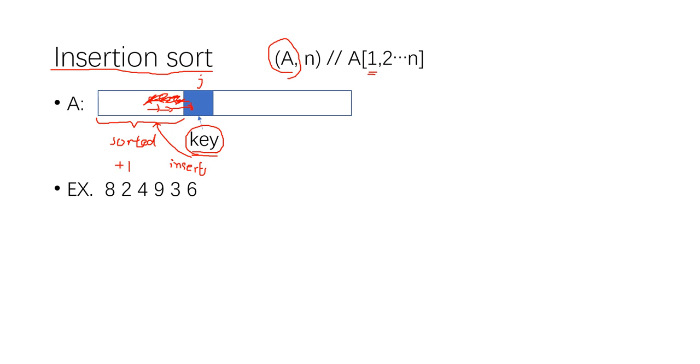So for example, we have 6 numbers: 8, 2, 4, 9, 3, 6. Then what would insertion sorting be like? At the very beginning, we start from the number 2. The first number, we think right now, is already sorted. This is the sorted part. So we take A2, that is number 2. Right now A2 is the key.